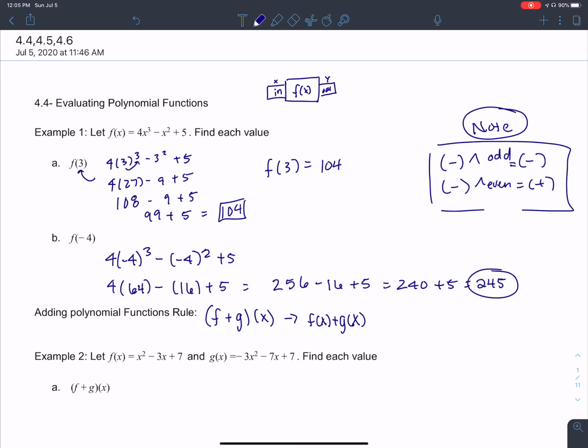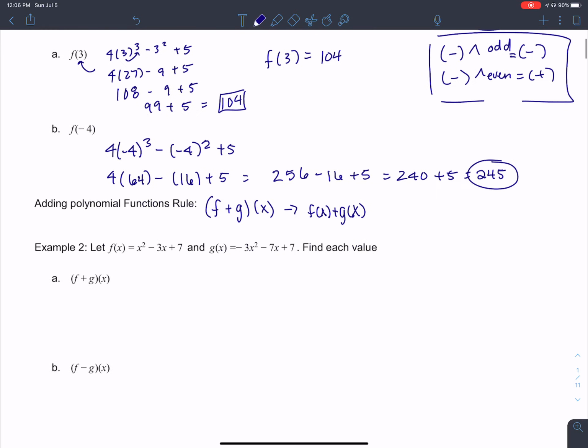Anytime you see f plus g of x, it means I'm just going to add the two functions together. So I'm going to do x squared minus 3x plus 7 plus negative 3x squared minus 7x plus 7. So here we go. X squared minus 3x squared. Let me pause. This is like adding polynomials. And when did we do adding polynomials? It was on the last video.